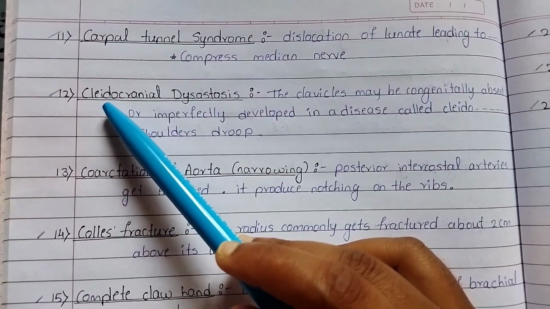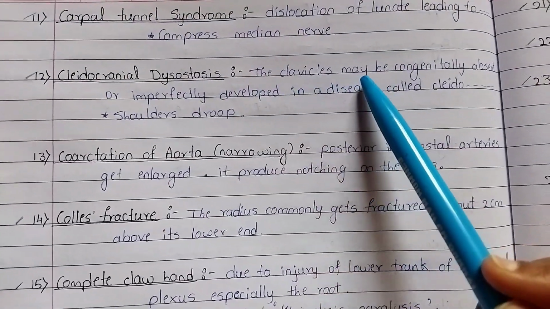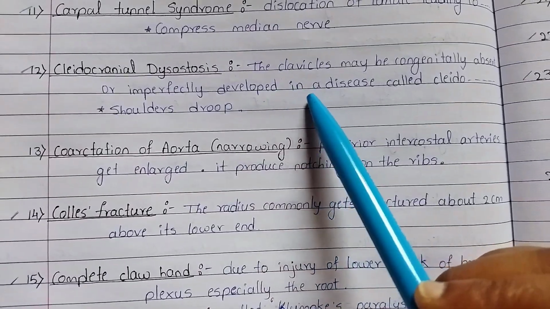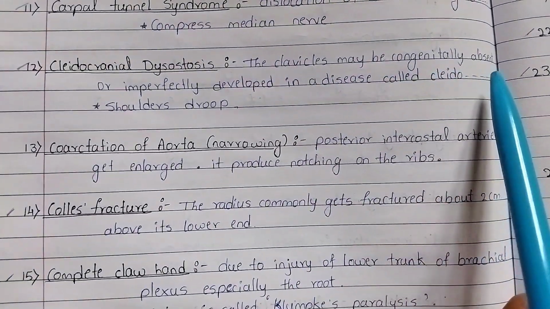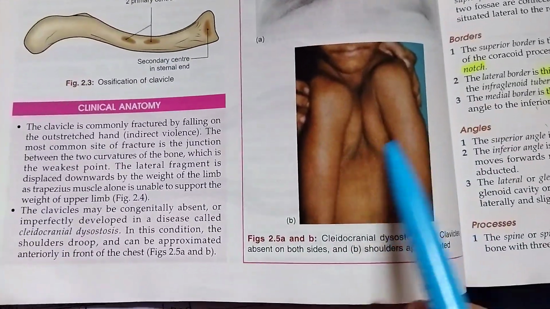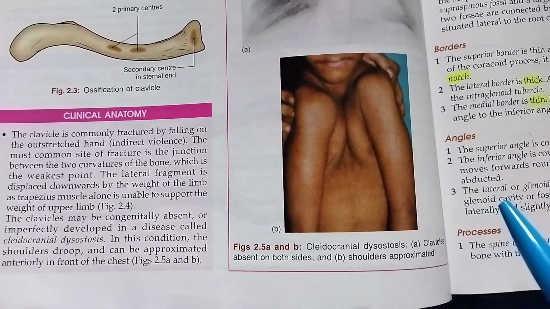Next one, cleidocranial dysostosis. The clavicles may be congenitally absent or imperfectly developed in a disease called cleidocranial dysostosis. It causes the shoulders to drop. So here in this picture you can see the cleidocranial dysostosis.